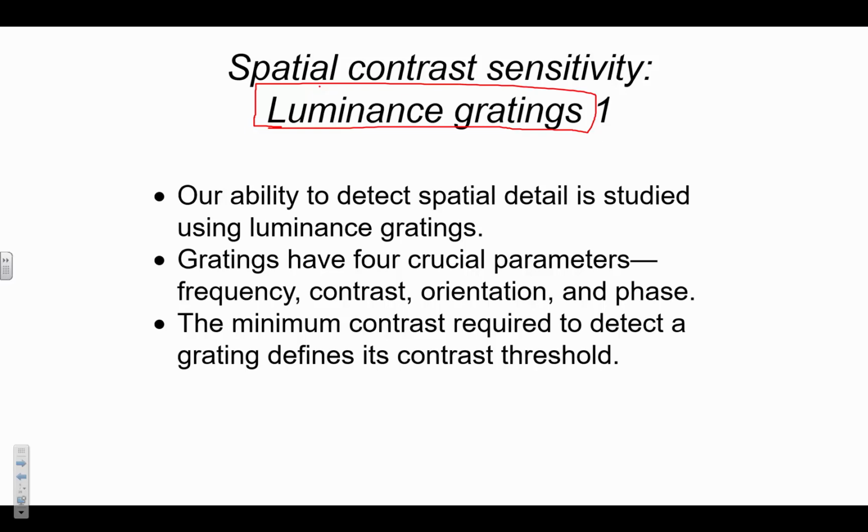If it's a smooth transition, where we go from dark to gray, then back to white, then back to gray, and then to black, that's called a sine wave, because it has that smooth transition in what we're going to call contrast, and we'll talk about that in just a moment. If we want to determine our spatial vision, or visual acuity, we're going to use these luminance gratings.